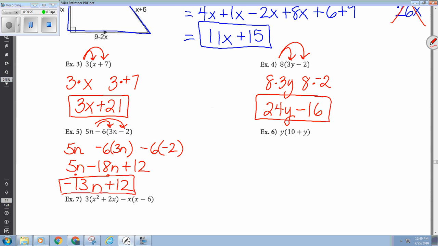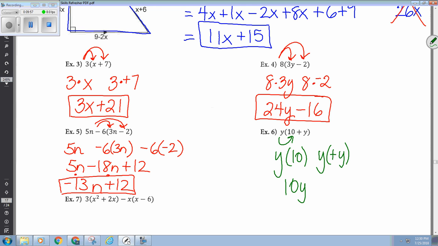Example 6 adds a new wrinkle to the problem. We still solve it the same way. It's distributing. So you have y times 10, and then y times positive y. Y times 10 takes care of itself. That's 10y.